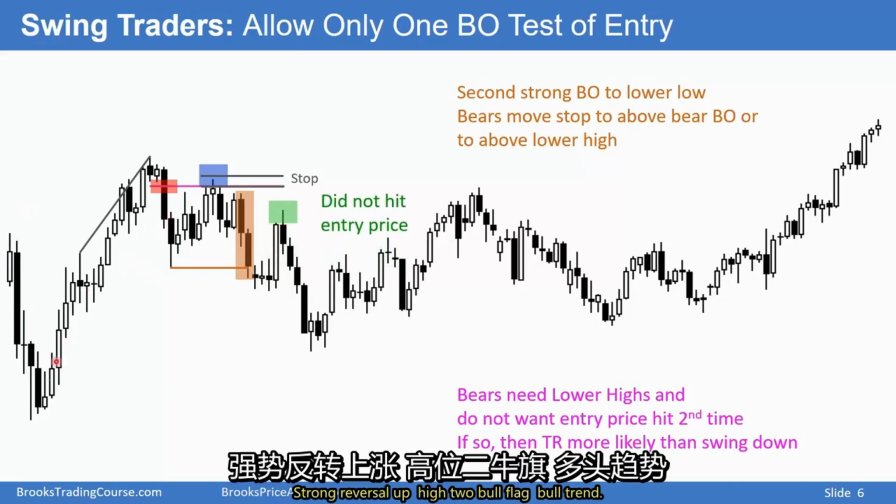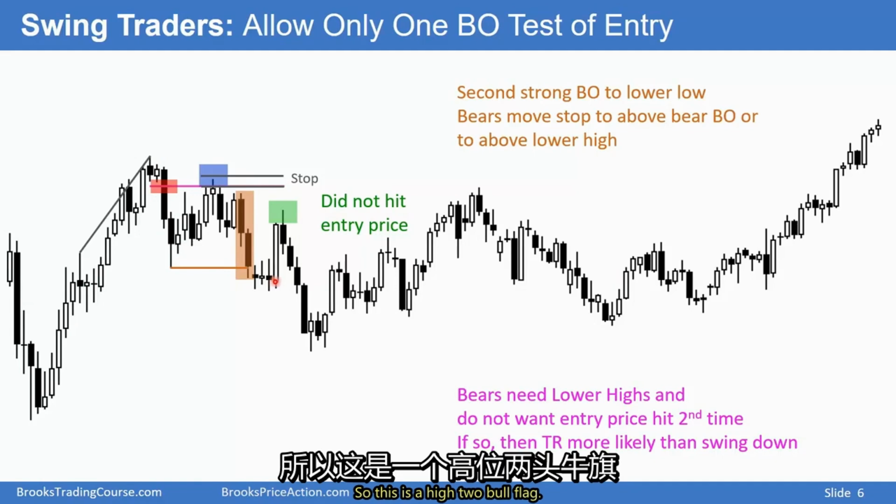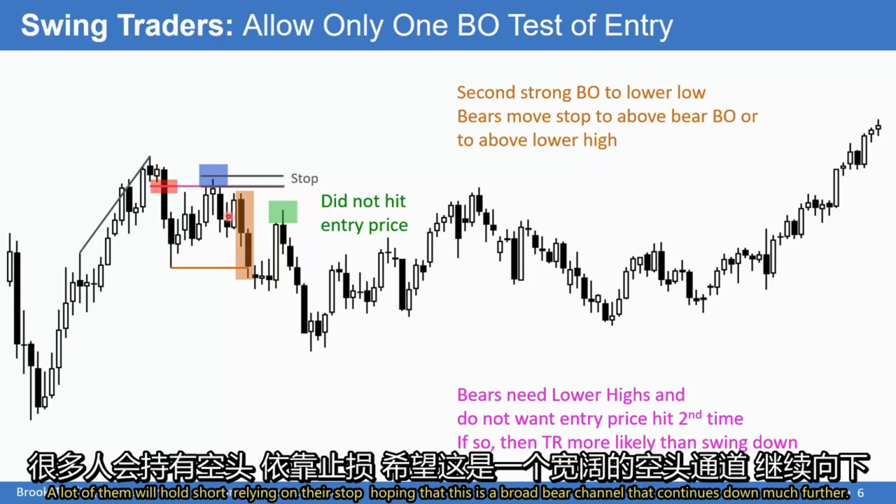Strong reversal up, high 2 bull flag, bull trend, first leg down, pullback, second leg down. So this is a high 2 bull flag, strong reversal up. Swing traders will hold short. A lot of them will hold short, relying on their stop, hoping that this is a broad bear channel that continues down much further.